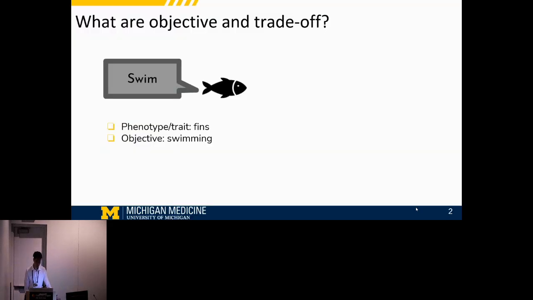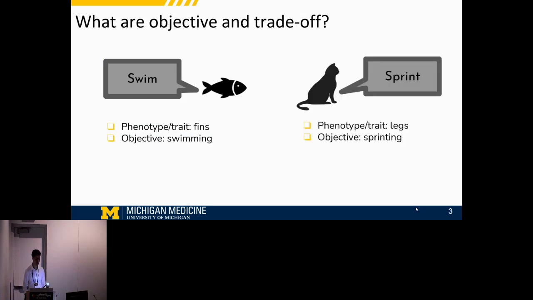And as we have mentioned, we are going to focus on metabolic objectives and trade-offs, but what are they exactly? For example, we can see a fish definitely has fins, which is a phenotype that's trying to optimize their objective for swimming. And likewise, we have cats, which have 4 legs to optimize their behavior for running. Is there any animal that can optimize swimming and running at the same time?